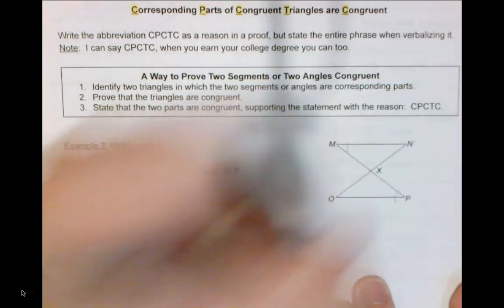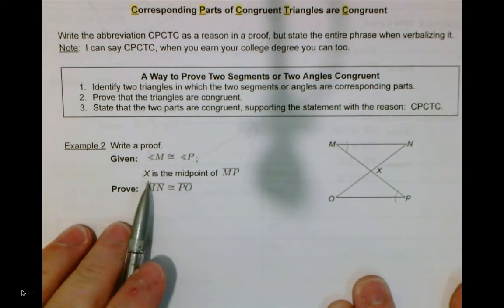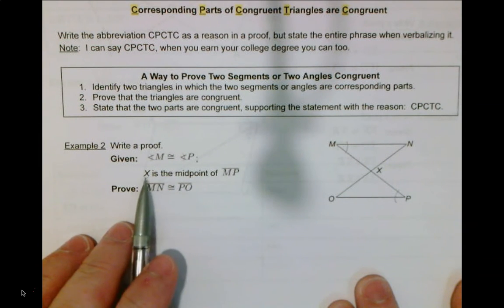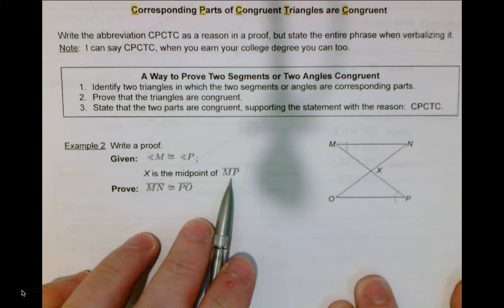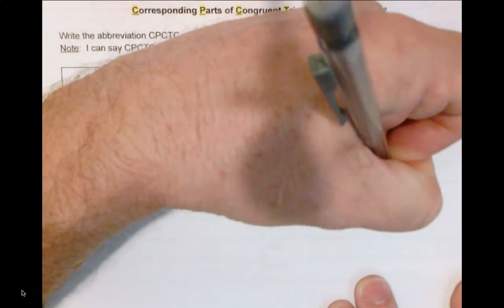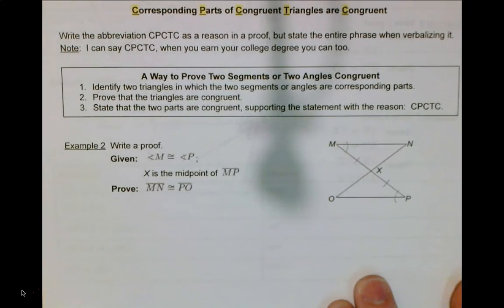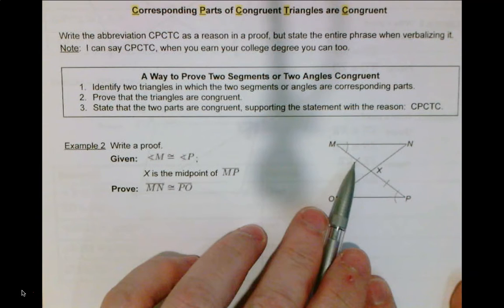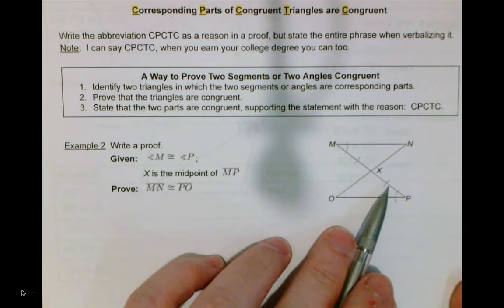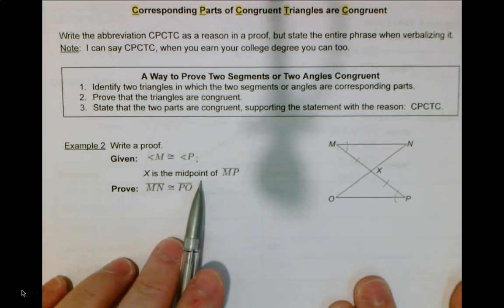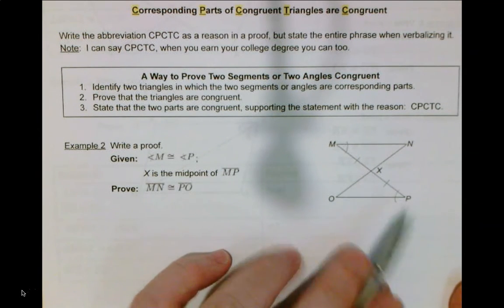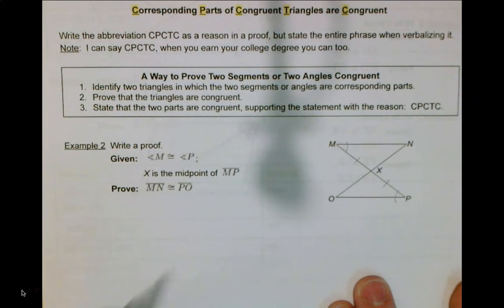Angle M is congruent to angle P. X is the midpoint of segment MP. What does that mean? It means if X is the midpoint of segment MP, then X must be splitting segment MP into 2 congruent segments. Now, what I'm marking here is a conclusion. That is not given information. We're given that it's the midpoint. We conclude that MX is congruent to XP. So it's going to need its own line in the proof.